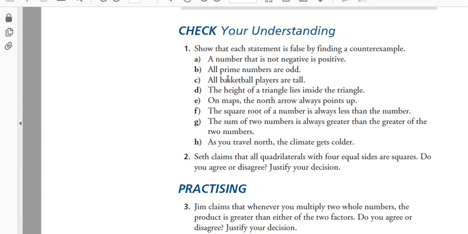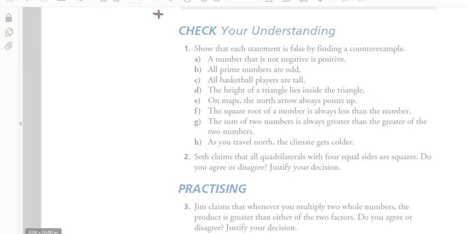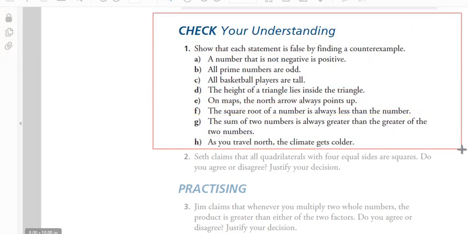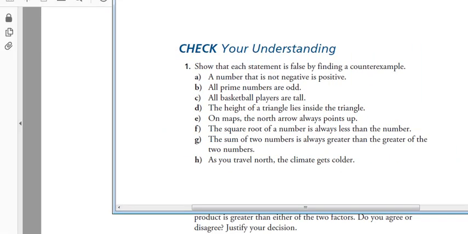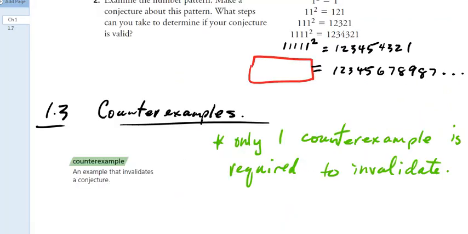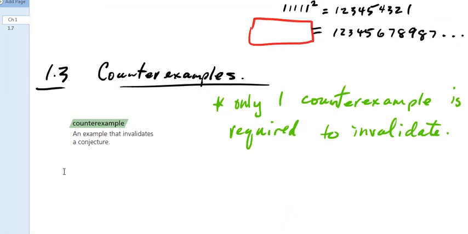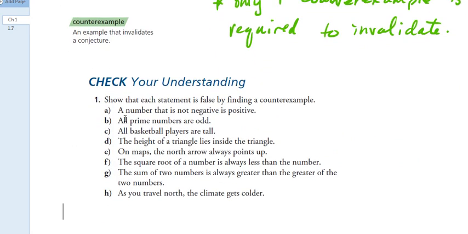All right, a number that is not negative is positive. So that's the first statement. A number that is not negative is positive. Can you think of one counterexample to that statement? Yeah, 0, right. I would say that that's a great counterexample. 0 is not positive or negative, so you could have a number that is neither. There would be your counterexample. Okay? You just write 0? So, yeah, 0 is the counterexample, yeah.